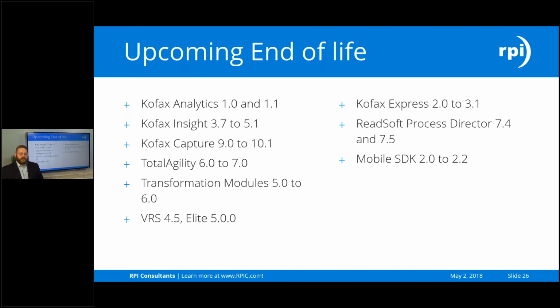The big ones I want to call out are Kofax Capture up to 10.1. Kofax Capture 11 is out and is not an extremely difficult upgrade. TotalAgility up to 7.0 will be reaching end of life. KTM 5.0 to 6.0 will be end of life. VRS, since it's just a workstation client, may not be that critical to upgrade. We do want to make sure you maintain your supportability.